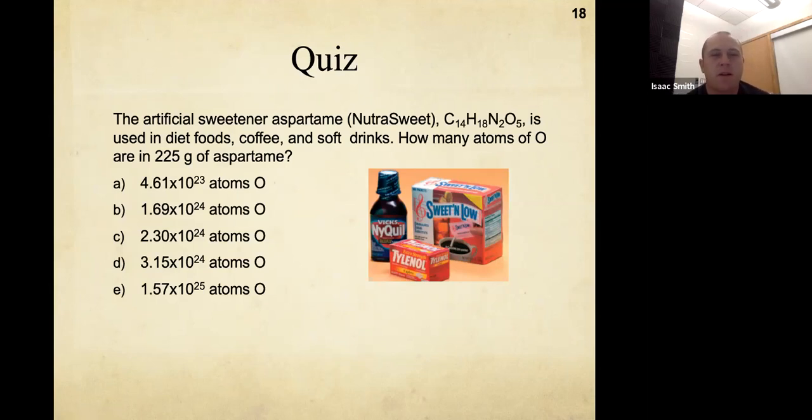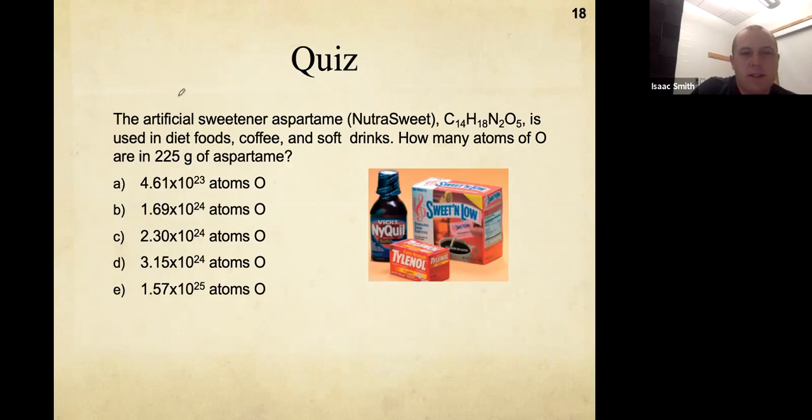All right, so coming back, we have the artificial sweetener aspartame. You probably see this in diet sodas. That's where you'll see it a lot. And the question's asking how many atoms of oxygen are in 225 grams of aspartame. All right, let's try and work this one out.